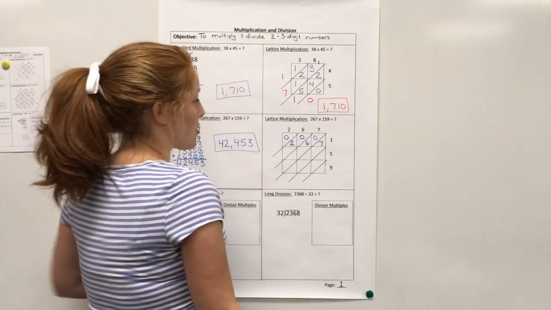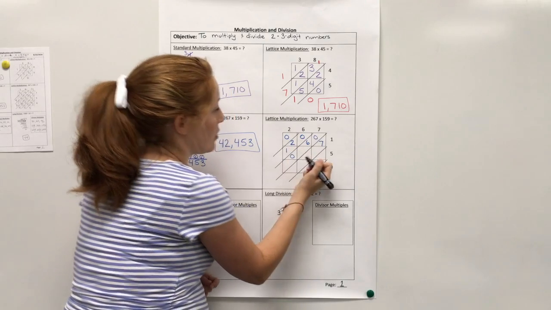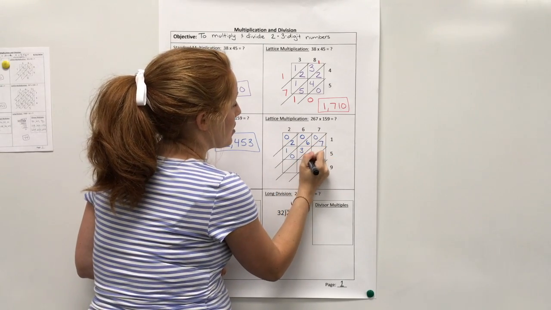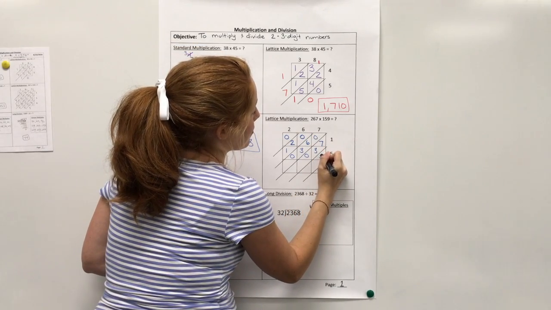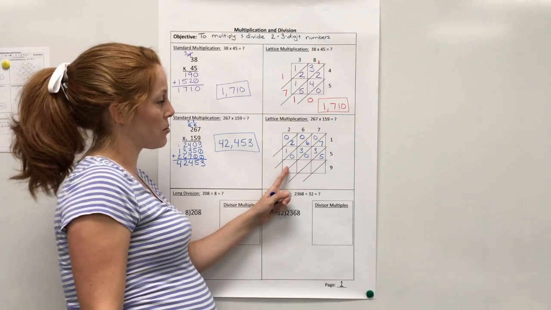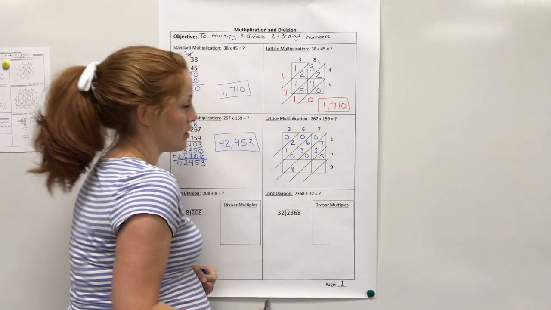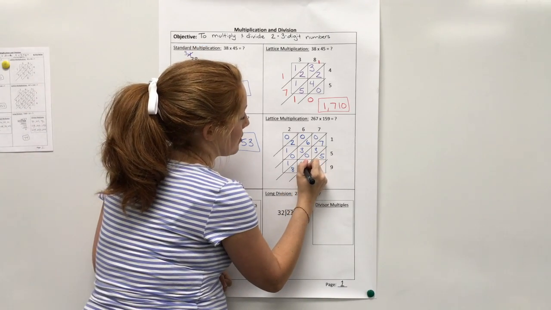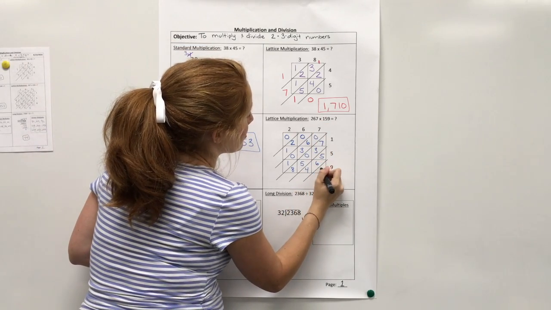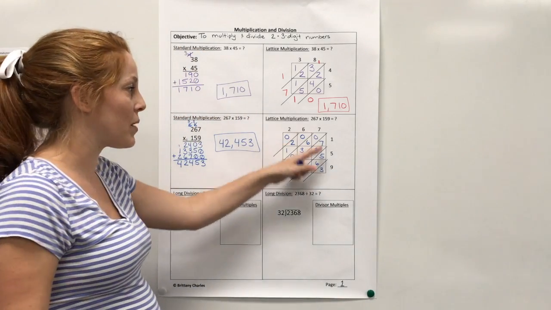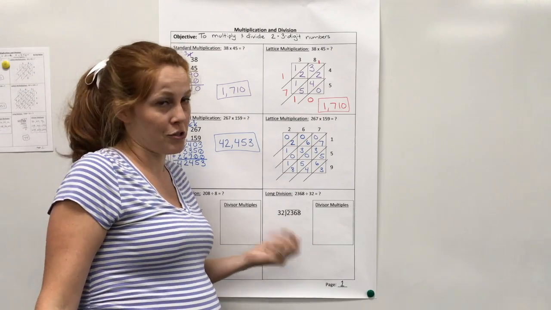Okay, next box, I have 2 and 5. 2 times 5 is 10. 6 times 5 is 30. 7 times 5 is 35. Okay, last box. 2 times 9 is 18. 6 times 9, 54. 7 times 9, 63. So I've multiplied all the same numbers I multiplied here. Okay, you just don't have to worry about placeholder zeros.